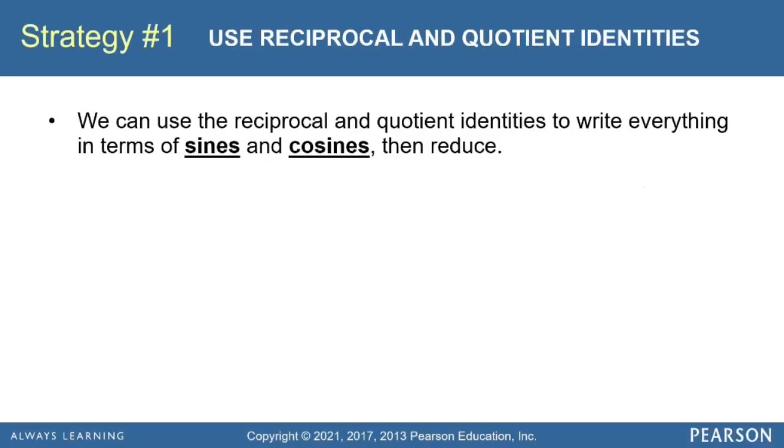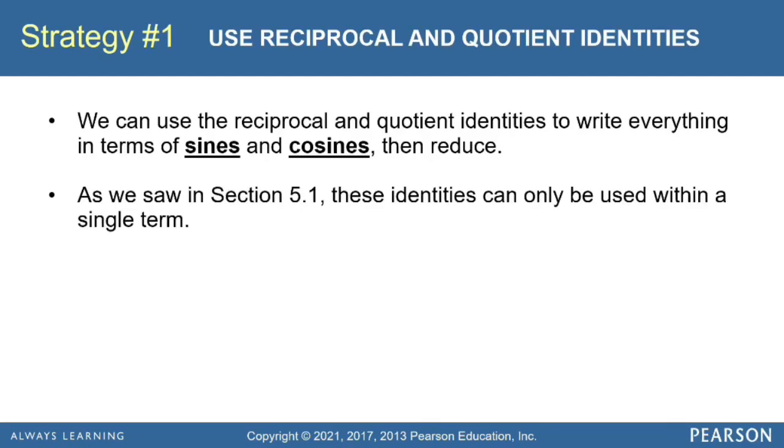So here's our first strategy, using reciprocal and quotient identities. We can use the reciprocal and quotient identities to write everything in terms of sines and cosines and then reduce. We saw that a little bit already in our last section. And as we saw before, these identities can only be used within a single term.